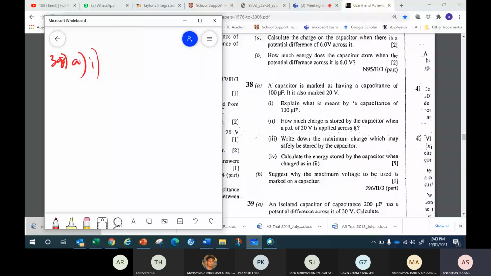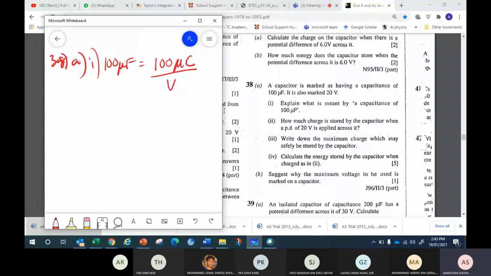Now they give a number. Normally they ask what is capacitance? The amount of charge stored on each plate per unit voltage across the plate. But now they give 100 microfarad. What is meant by 100 microfarad? So you put numbers. The capacitance of the capacitor is said to be 100 microfarad when 100 microcoulomb is stored on each plate per unit voltage applied across the plate. That's it.